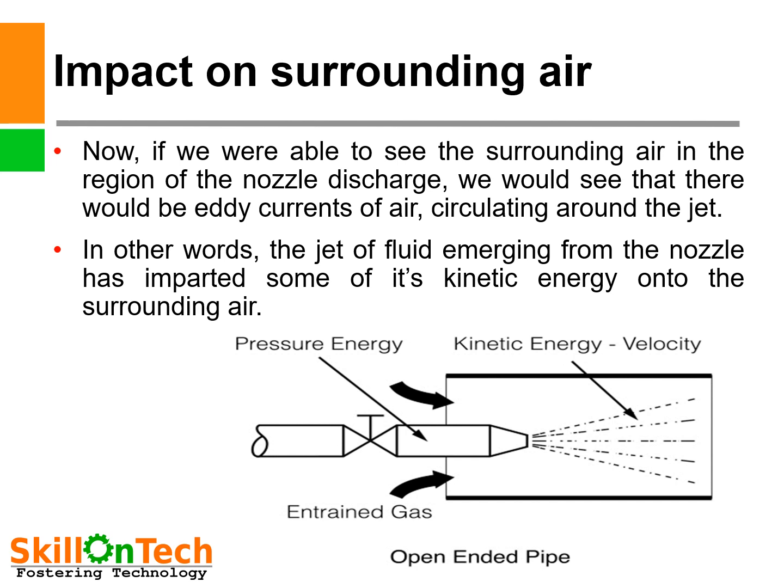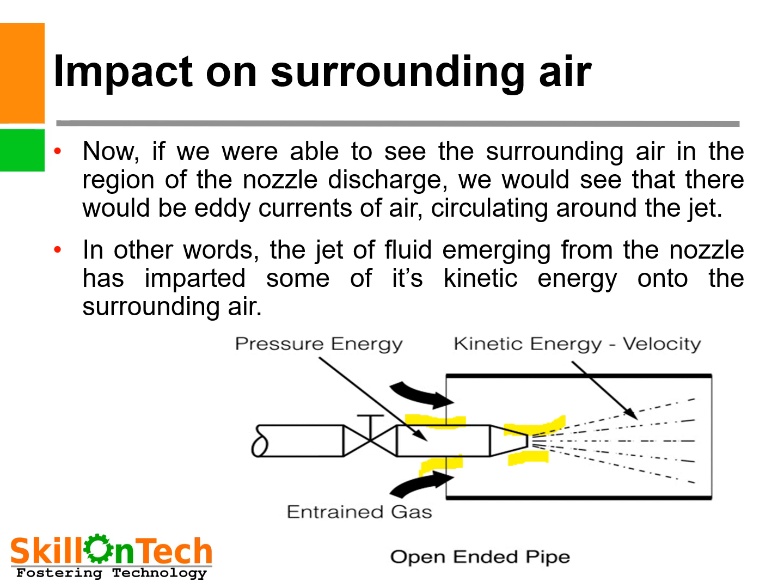What we have seen in the earlier slide is that pressure energy is converted to kinetic energy and the velocity of the fluid increases. So what is the impact of this on the surrounding air? Now if we were able to see the surrounding air in the region of the nozzle discharge, we would see that there would be eddy currents of air circulating around the jet.